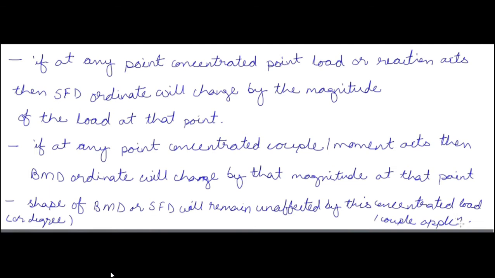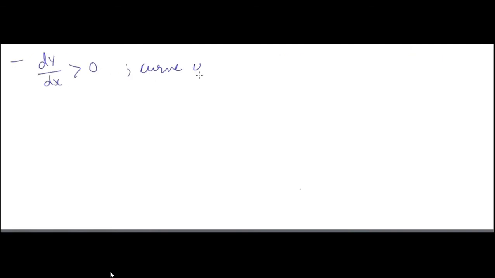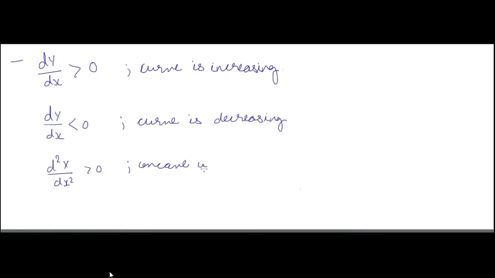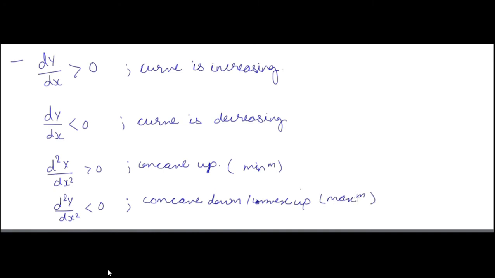Now this is a simple thing, just maximum and minimum. dy by dx, the slope, is positive, then the curve is increasing; slope is negative, the curve is decreasing. Dou square by dx square greater than 0 means concave up, and dou square by dx square less than 0 means concave down. Concave up means minimum, and concave down means maximum. So this is the normal maximum and minimum thing.